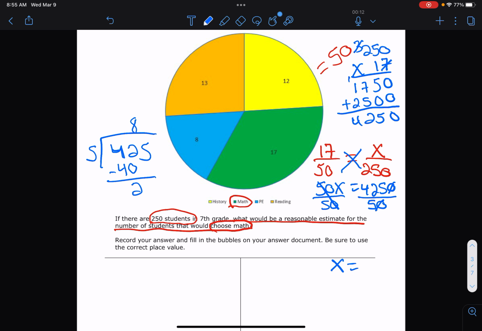So 2 minus 0 is 2. I have a 0 there, so I'm not going to put anything there. Bring down my 5. So 5 goes into 25 five times, correct. So 5 times 5 gives me 25. So x equals 25. So what would be a reasonable estimate for the number of students that would choose math? That is 25. So the reasonable estimate is 25.